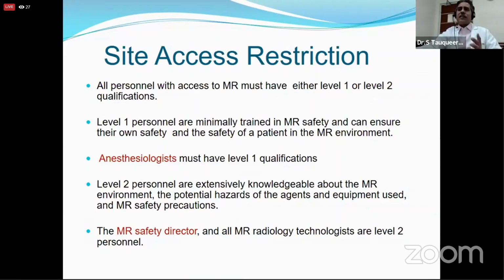Level 2 personnel are the trained MRI personnel who are doing MRIs all the time, and they are more aware of the MRI environment, its hazards, and its equipment that can be used, and they can take all the safety precautions. So it is important to appoint an MR safety director in the hospital within the Department of Radiology, and all MR radiology technologists, doctors and radiologists should be level 2 personnel and should have greater depth of knowledge about MRI functioning.